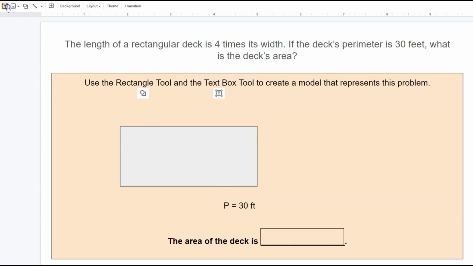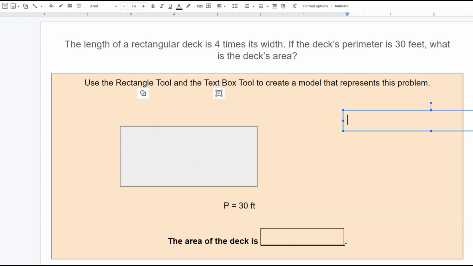In other words, I can start making a list of all the different dimensions that when added together give me 15 feet. For example, I might say 1 foot by 14 feet. When I add these two numbers together, that's 15, which is half of 30. If I was to double that, I would get a perimeter of 30. This means that 1 foot by 14 feet has a perimeter of 30.